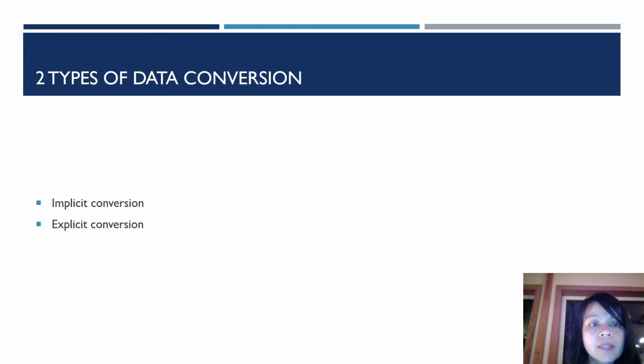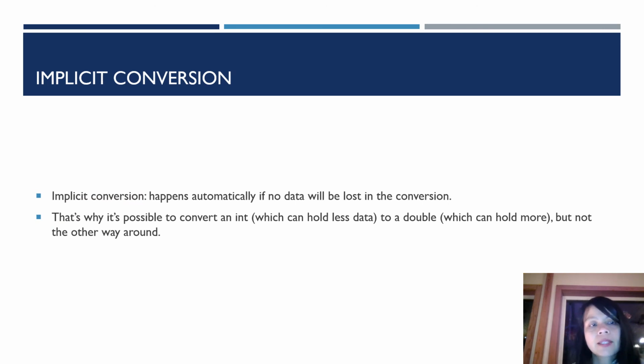Anyway, there are two types of data conversion. There's implicit conversion and there's explicit conversion. So first, let's look at implicit conversion. Implicit conversion happens automatically if no data will be lost in the conversion. That's why it's possible to convert an integer, which holds less data, to a double, which can hold more, but not the other way around. So that last example was an example of implicit conversion.